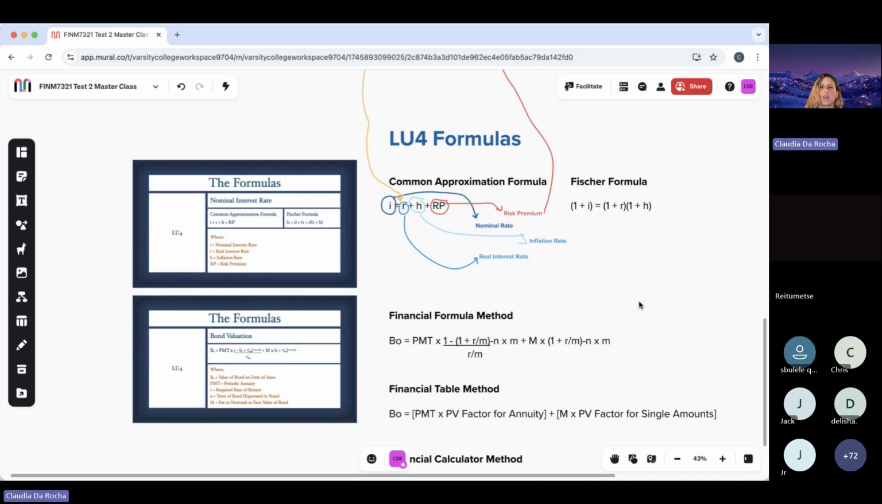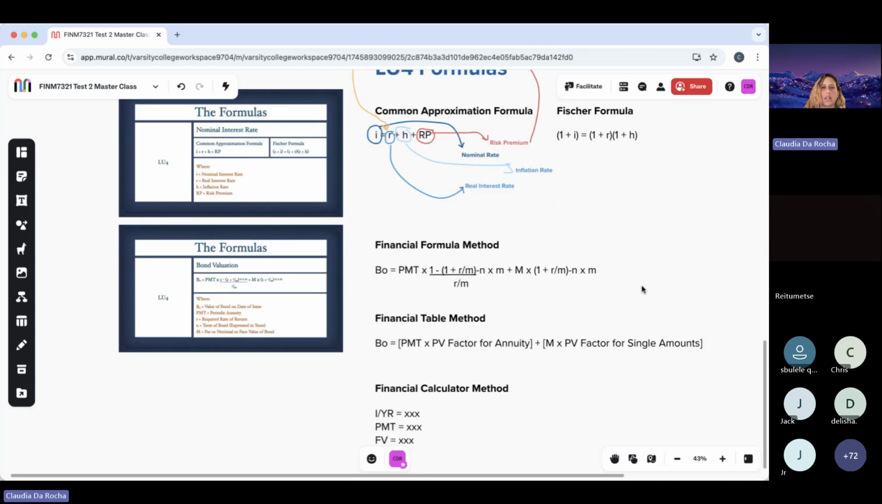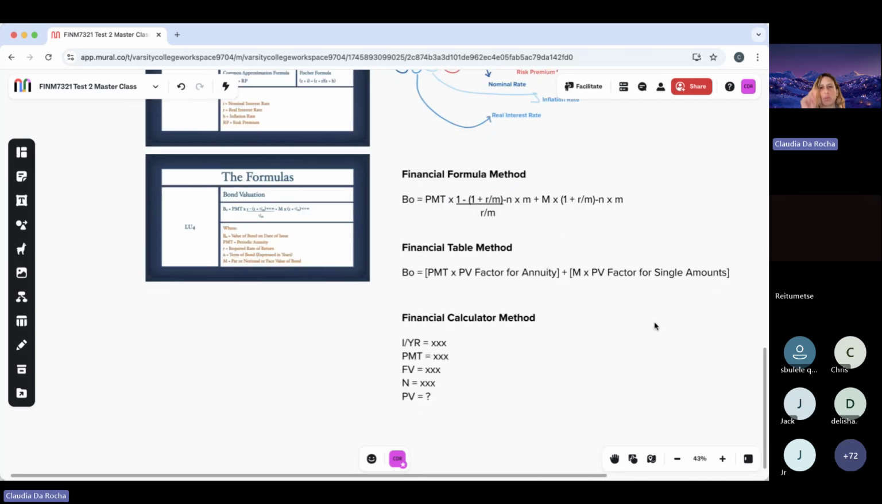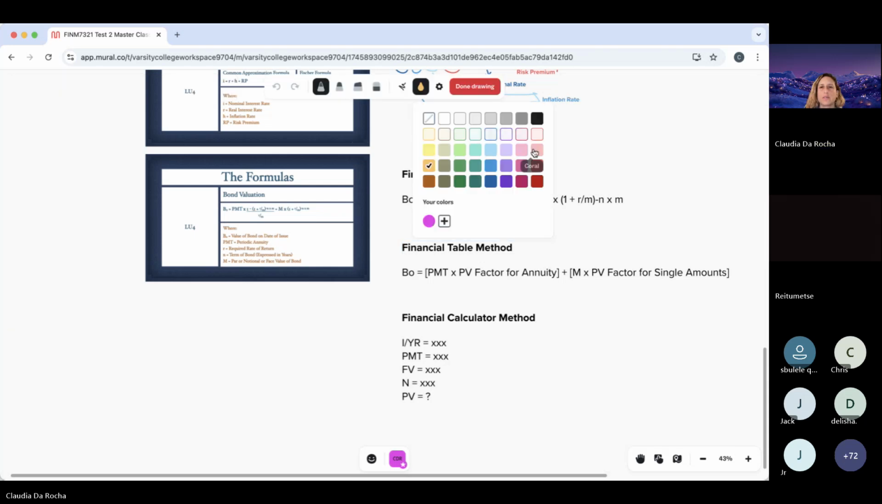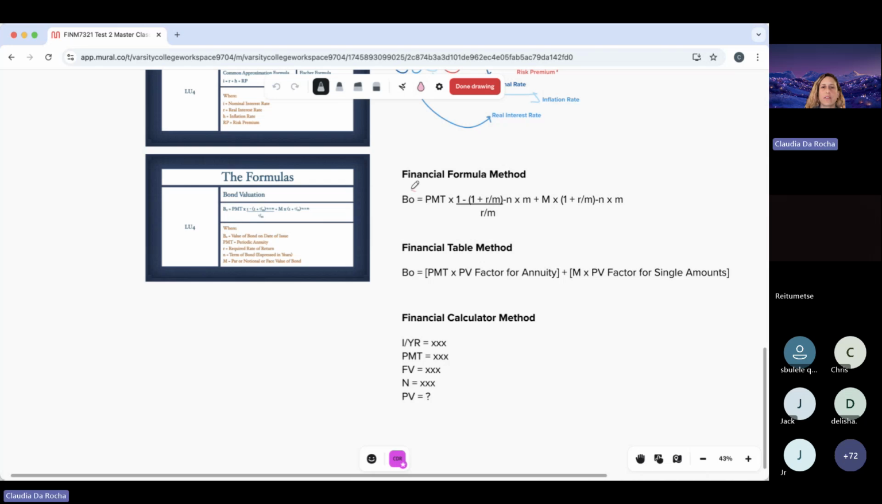All right, now with our last formula, which is your bond valuation. With your bond valuation formula, this is the value of your bond today.